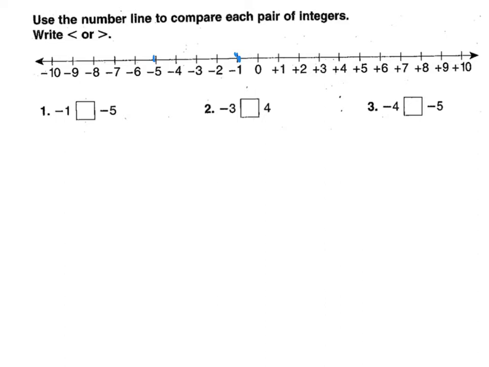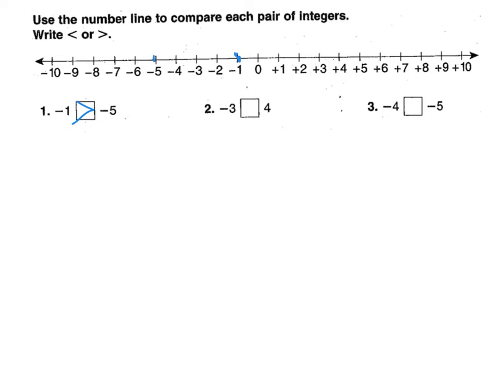So notice that -5 is much further to the left than -1 is. That basically means that -5 is smaller than -1. In other words, -1 is greater than -5. So we'll leave that greater than symbol in the box.